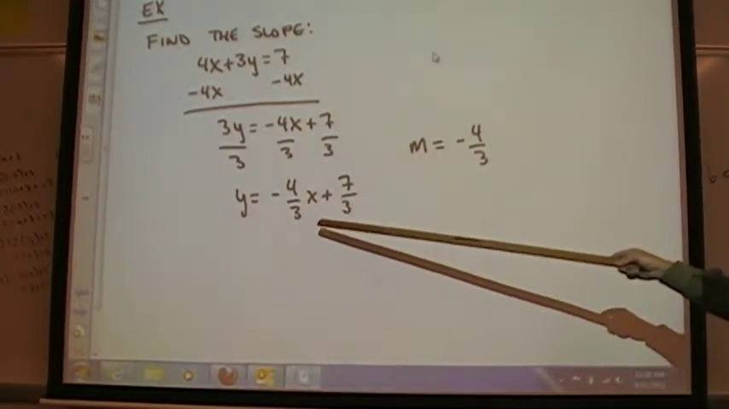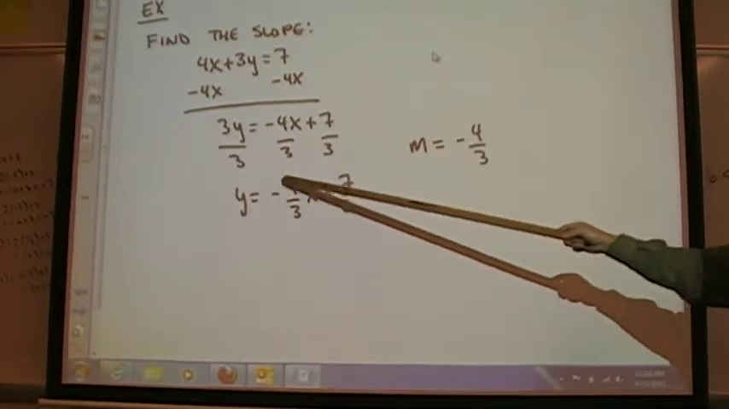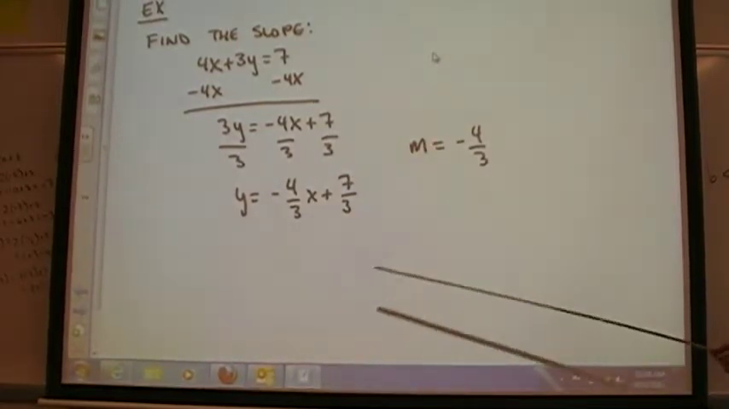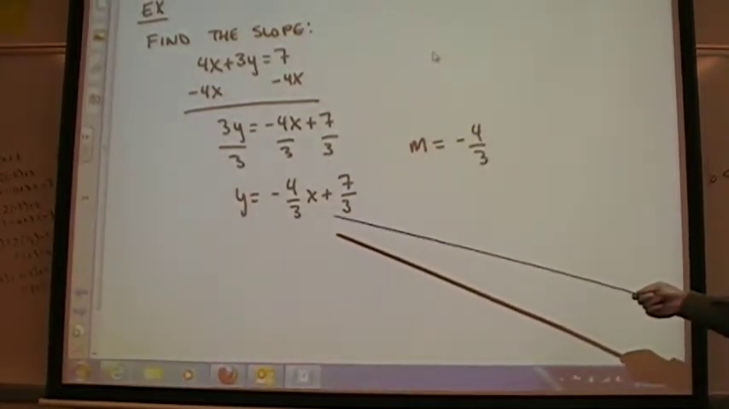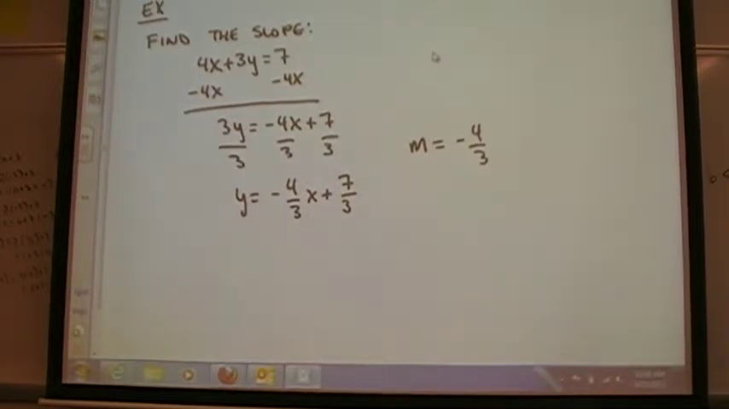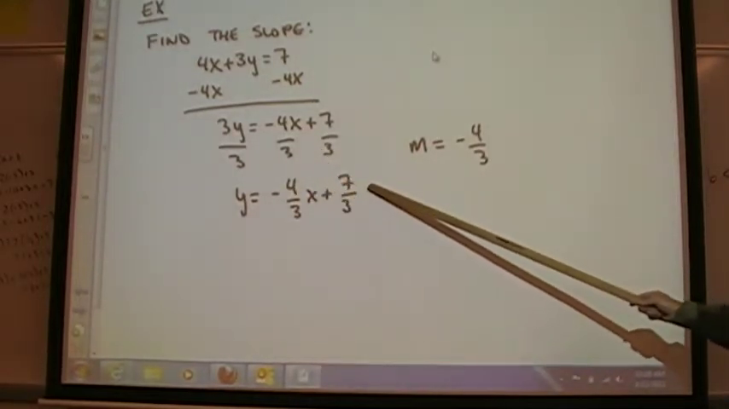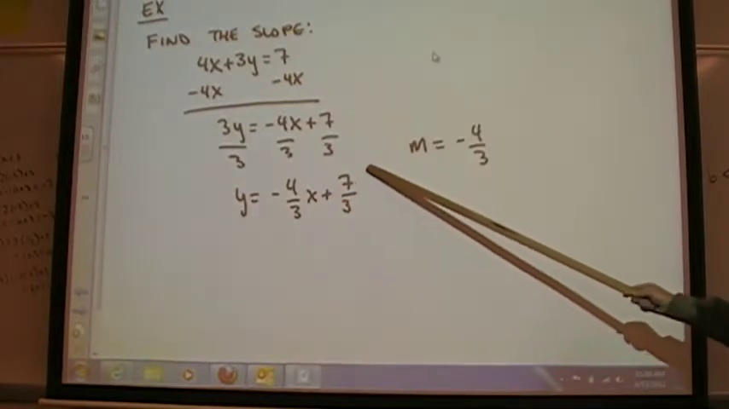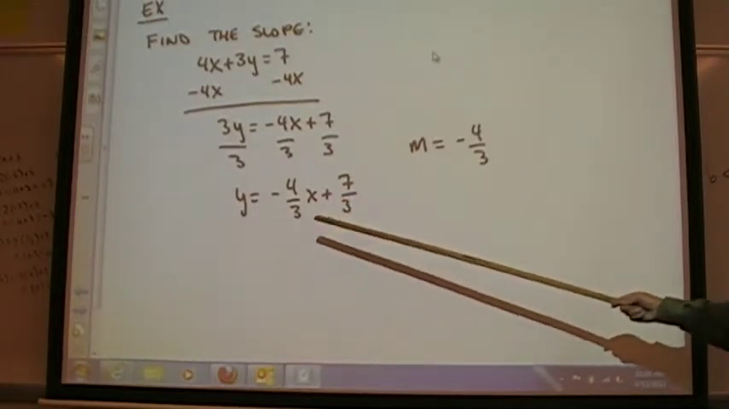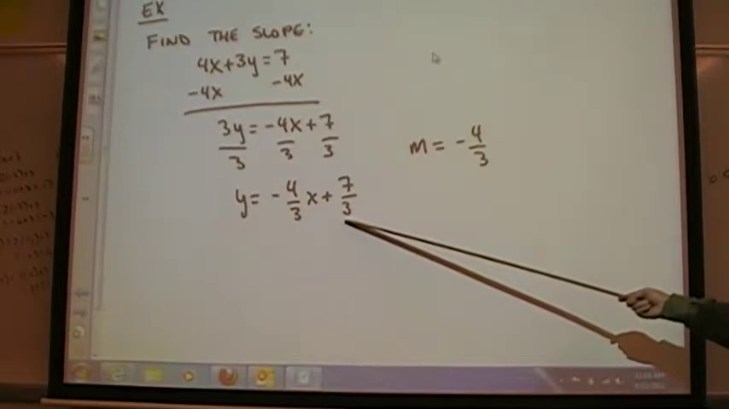So which one's your slope? Negative 4/3. Okay. What's your y-intercept? 7/3. All right. For graphing purposes, you would leave this as a fraction. You would probably want to change this to a decimal for graphing purposes, but not right here. You don't have to.